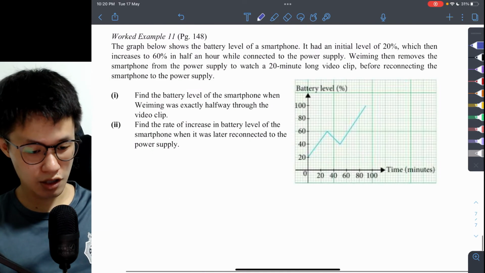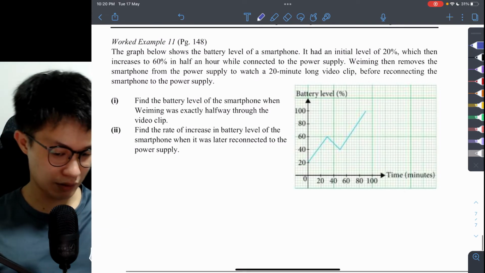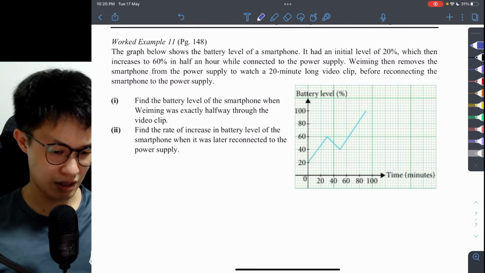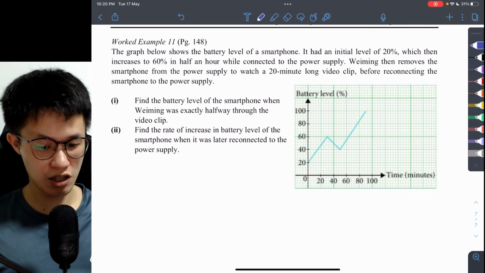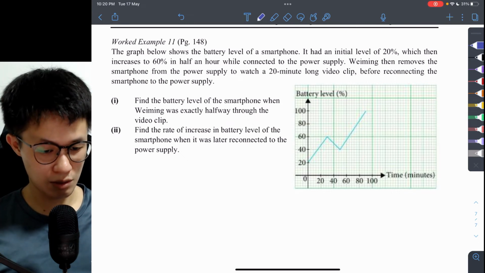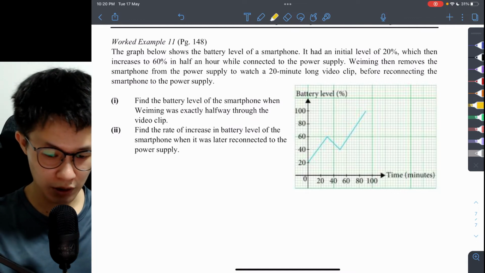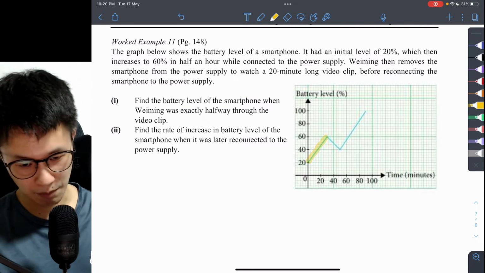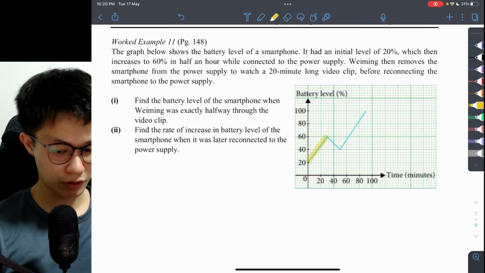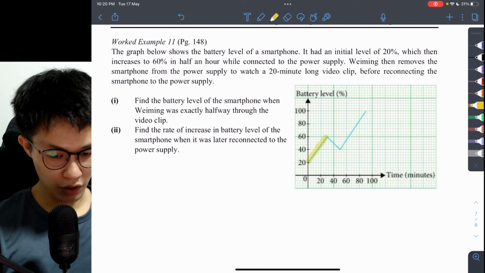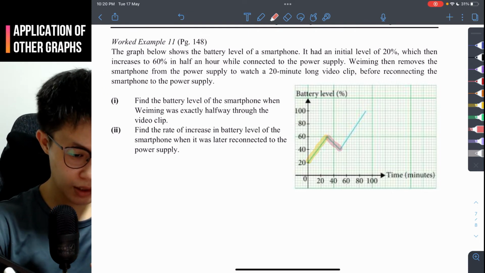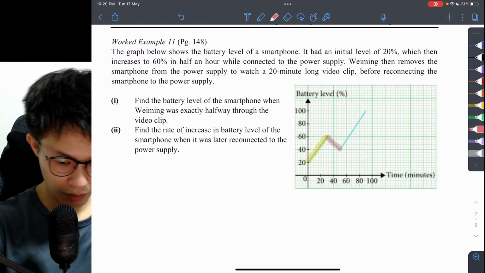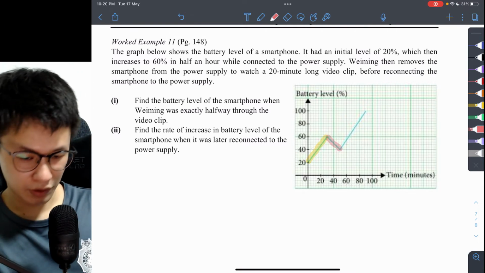Okay, just jump quickly to work example 11. This is another type of graph where we include real life examples. The graph below shows the battery level of a smartphone, and it had an initial level of 20%, which then increases to 60% in half an hour while connected to the power supply. So this actually means that from here to here, it was connected to the power supply. Wei-Ming then removes the smartphone from the power supply to watch a 20-minute long video. So in this portion, it decreases, right? He watched a 20-minute long video from here to here.